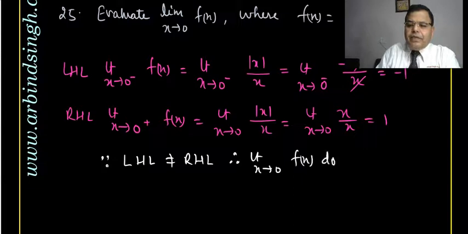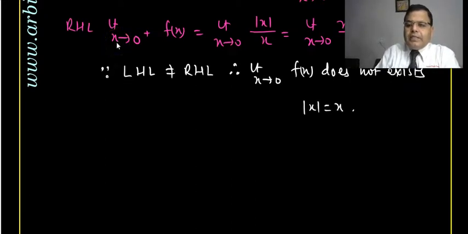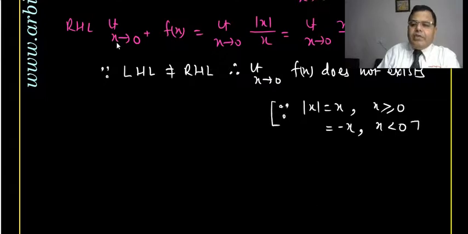You must be knowing the definition of mod x. The definition of mod x is: mod x is equal to x if x is greater than or equal to 0, and it is minus x if x is less than 0. It means if there is a positive value inside the modulus, then it will come out as it is, and when it is negative, then it will be the negative of that value, so that it becomes positive. So this is the basic definition. Everybody knows this, right? Now, question number 26.